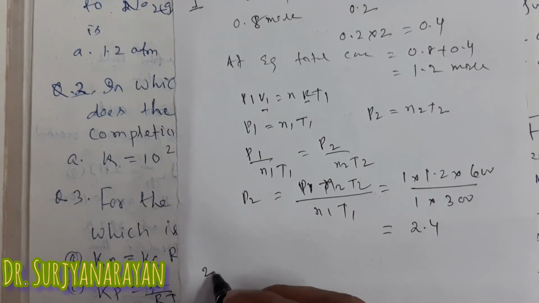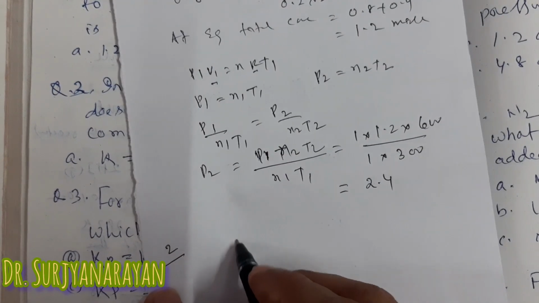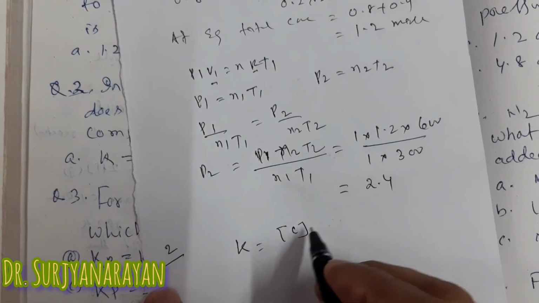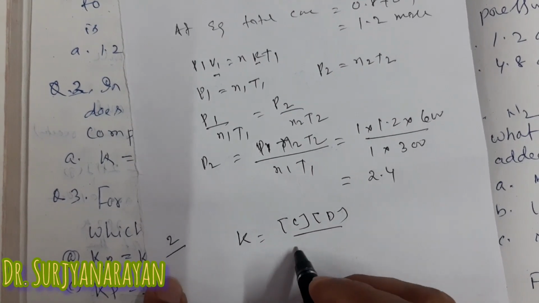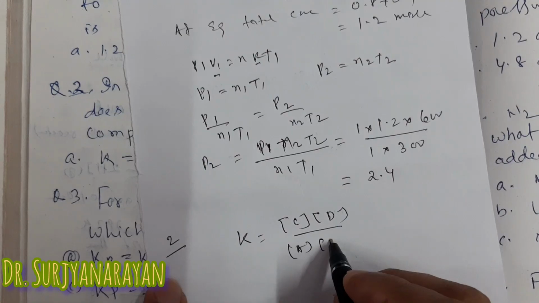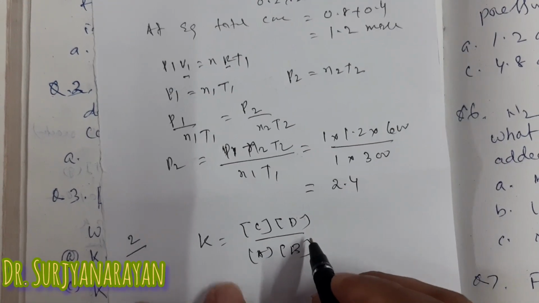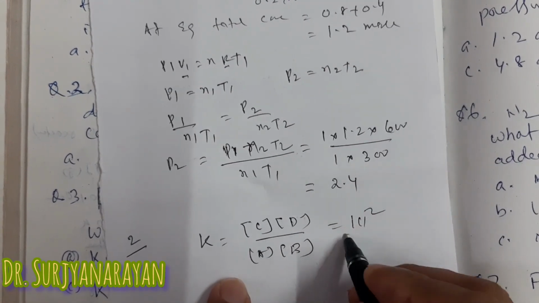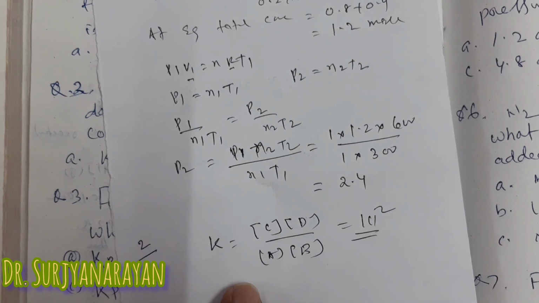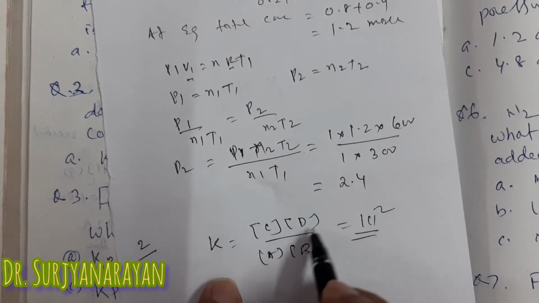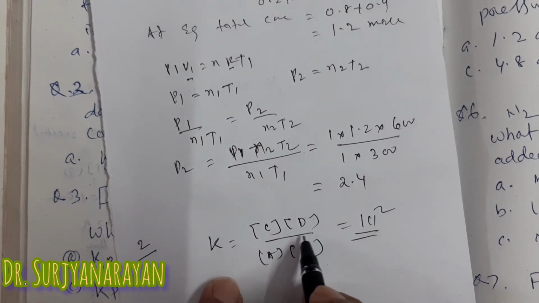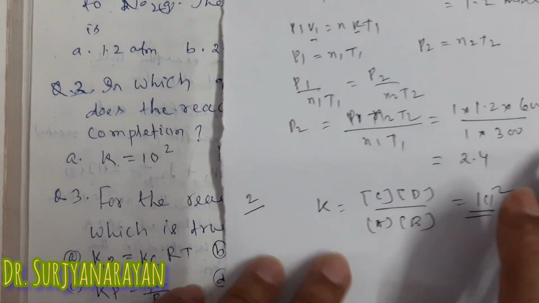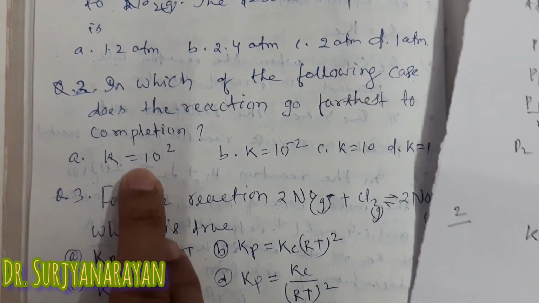Question number 2. K is equal to concentration of products divided by concentration of reactants. So the higher the value, 10 to the power 2, means more products are formed. The reaction is going in the forward direction, so choice A is the correct answer.